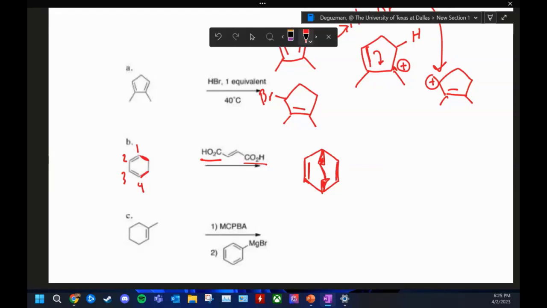So with this right here, we have a dashed carboxylic acid, right? But because this is trans, the stereochemistry has to be the opposite. So it has to be a wedge. Okay.